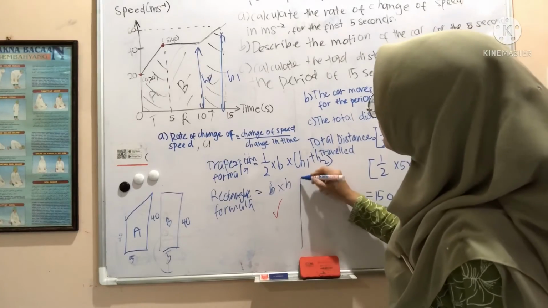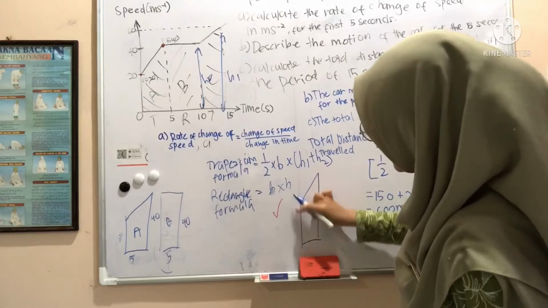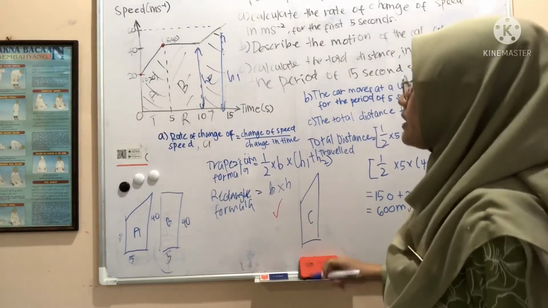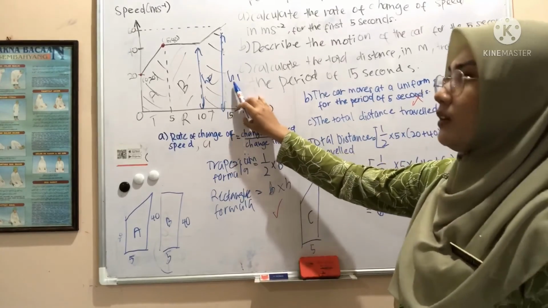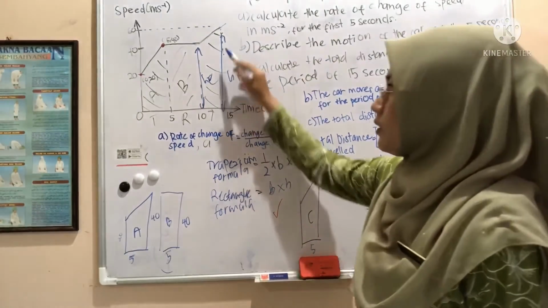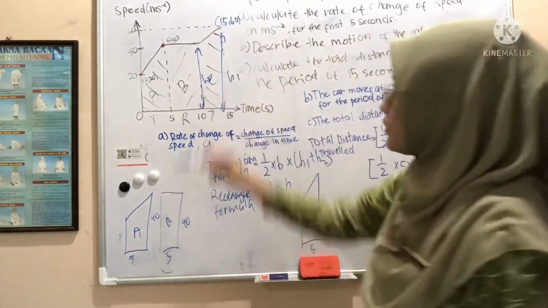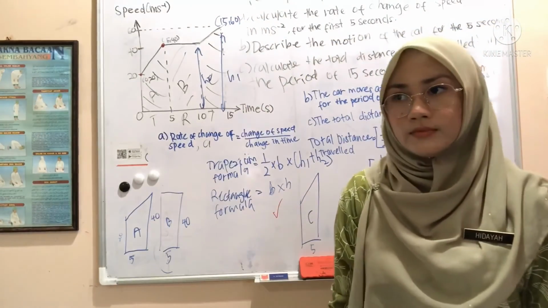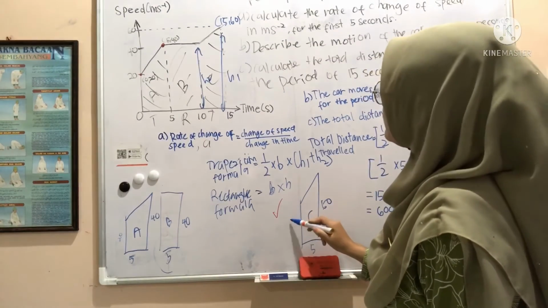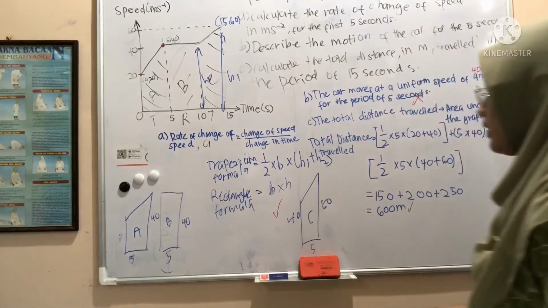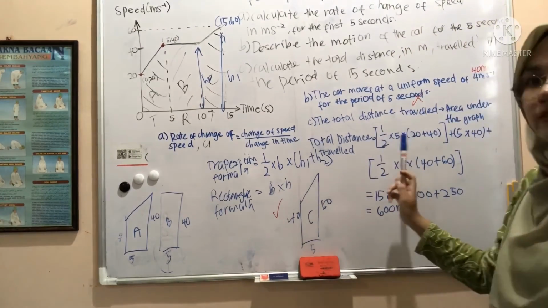Then the last one is another trapezium C with the base 5 also, and the height h1. This coordinate is 15, 60. So where is the height? Okay, 60. Good. And the other side is 40, right? So that's how they come to this.